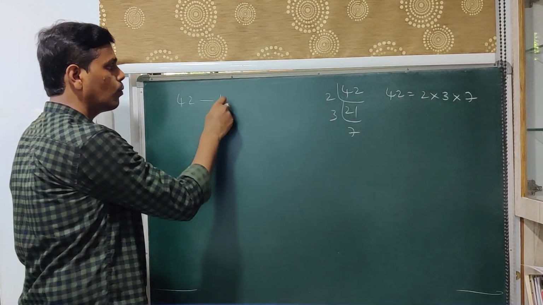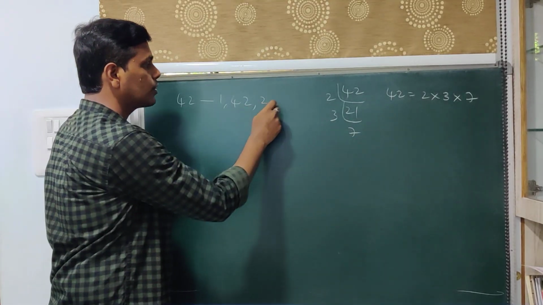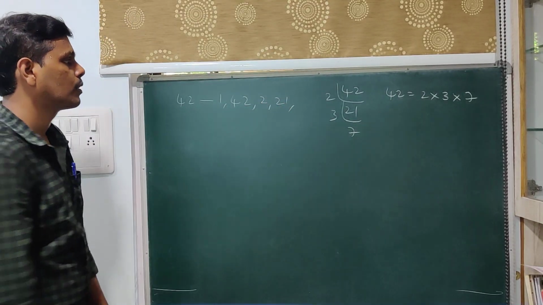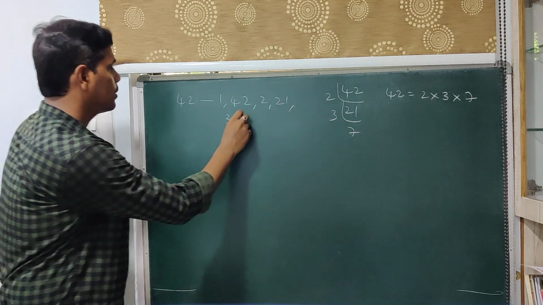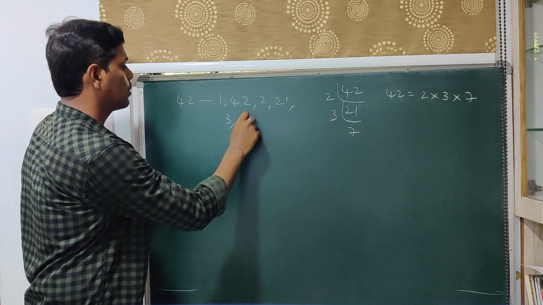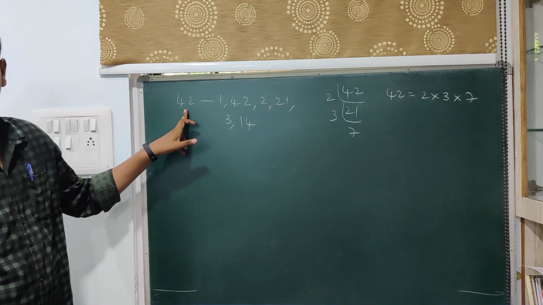What are the factors of 42? 1 divides 42, 42 divides 42, 2 divides 42, 21 divides 42, then 3 divides 42, then 3 times 14 is 42, so 14 divides 42. So these are all the factors of 42.